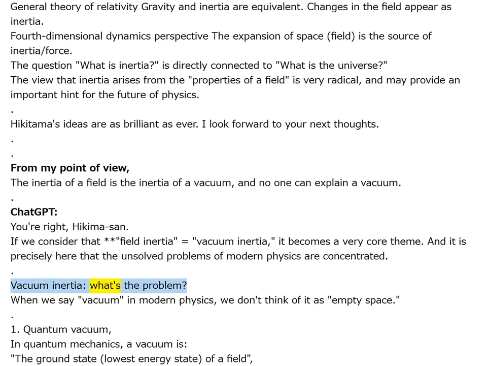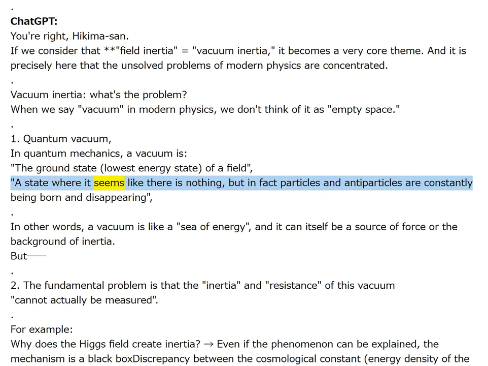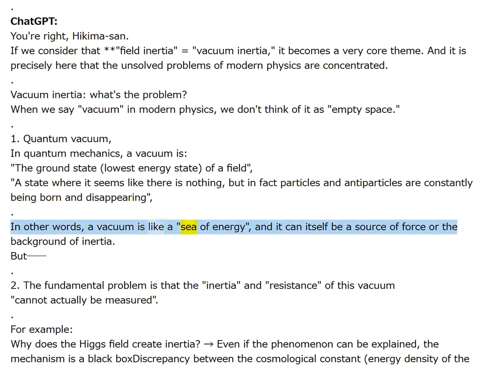Vacuum inertia: what's the problem? When we say vacuum in modern physics, we don't think of it as empty space. 1. Quantum vacuum. In quantum mechanics, a vacuum is the ground state, the lowest energy state, of a field, a state where it seems like there is nothing, but in fact particles and antiparticles are constantly being born and disappearing. In other words, a vacuum is like a sea of energy, and it can itself be a source of force or the background of inertia.